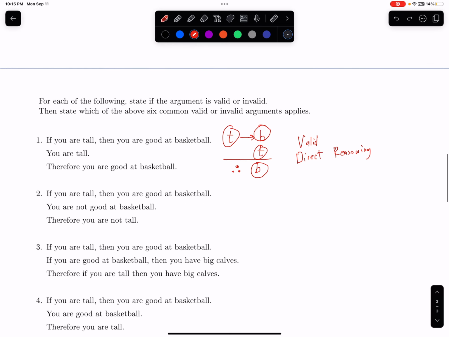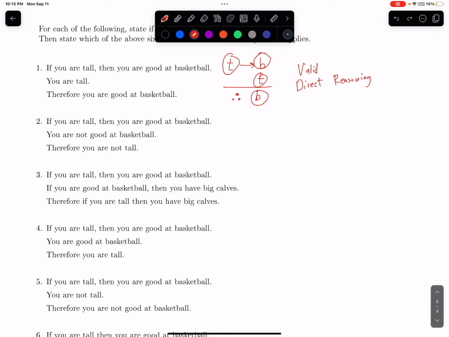Okay. Number 2, if you're tall, then you're good at basketball. Okay, so same starting premise. Oh, let's alternate colors here. If you're tall, then you're good at basketball. You're not good at basketball. That's the negation of B. Therefore, you're not tall. Here I've got left, here I've got right.